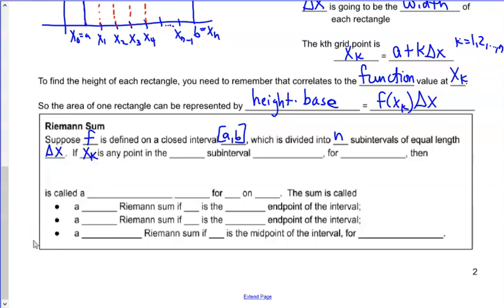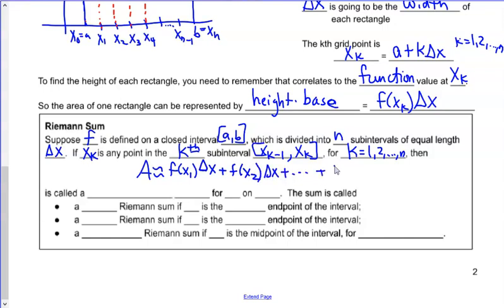If our kth grid point, x sub k, is any point in the kth subinterval, which can be referred to mathematically as x sub k minus 1, comma x sub k on that closed interval, for k equaling 1, 2, all the way up to n, then the area under that curve is approximated by the sum of f of x sub 1, and we're going to start with x sub 1, don't lock in that this is always x sub 1, times delta x plus f of x sub 2 times delta x plus f of x sub n times delta x.